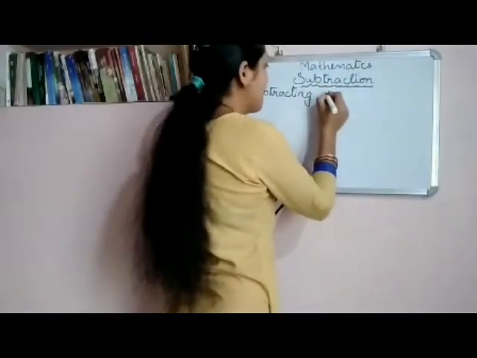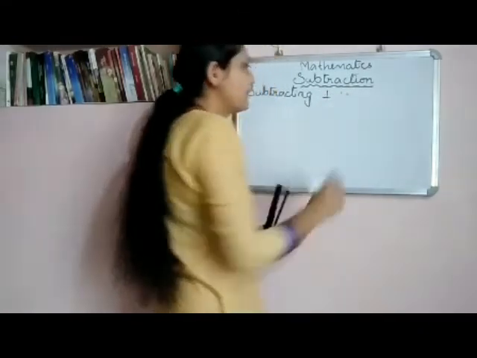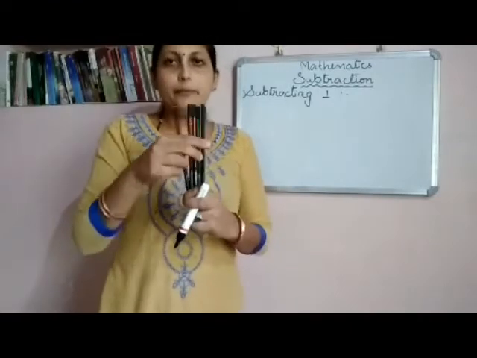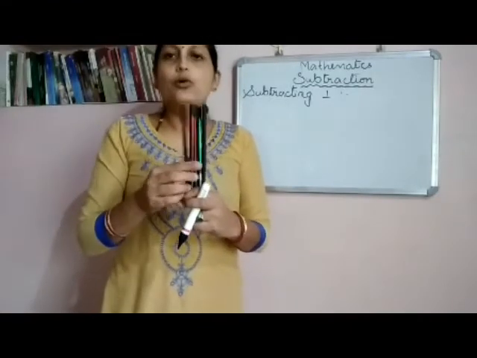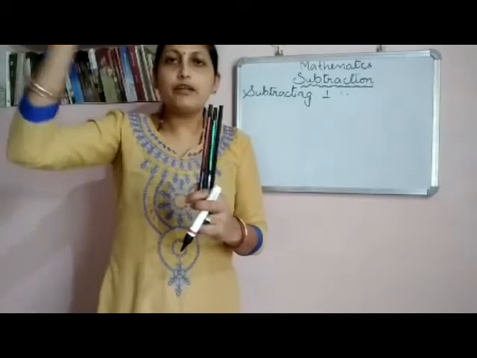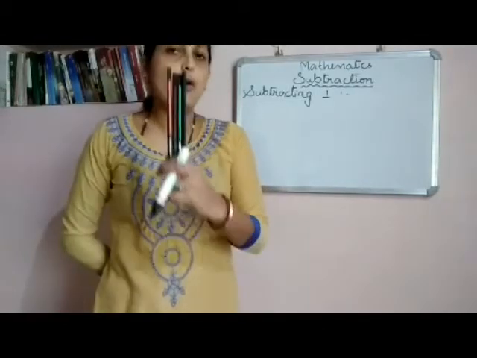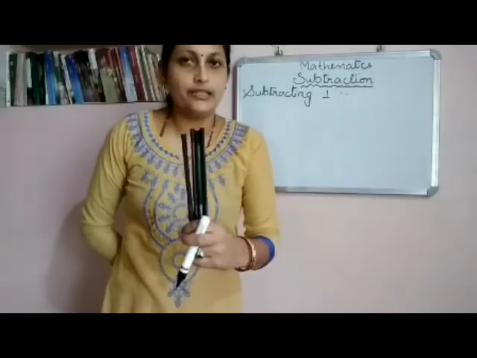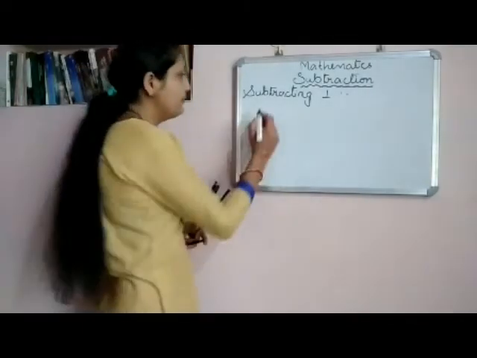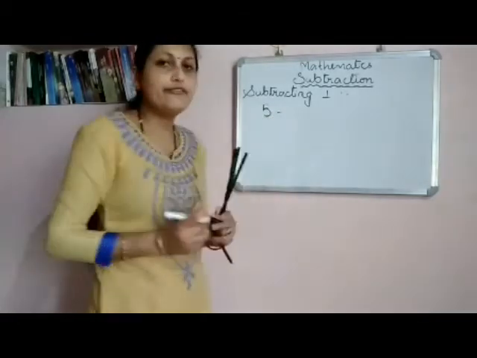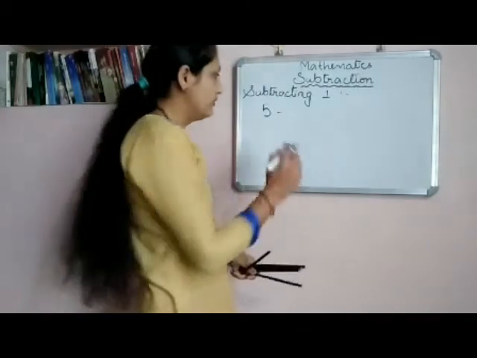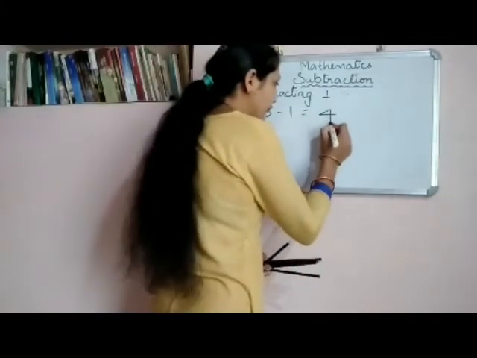Next, subtracting 1. So, I have 5 pencils here, isn't it? So, from this group, I will take away 1 pencil out. Now, how many pencils are left? 4, isn't it? There were 5 pencils earlier and I have removed 1 from this group. Now how many left? 4. So 5 minus 1 is equal to 4.